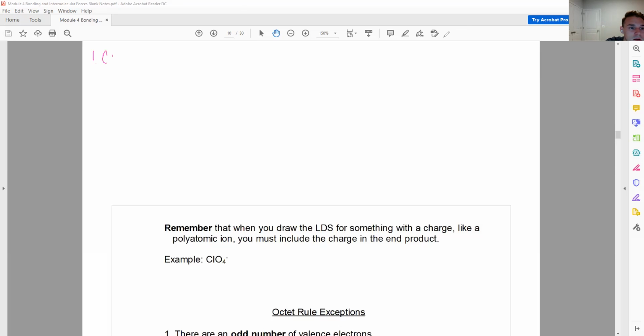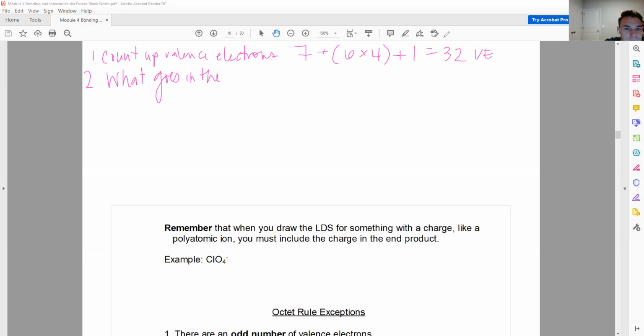Step number 1, count up valence electrons. Okay, so ClO4, so that's 7 plus 6 times 4. And since it's a negative charge, I'm adding another electron, so I have 32 valence electrons to work with. The second thing you have to ask yourself is, what goes in the middle? So what's the central atom?